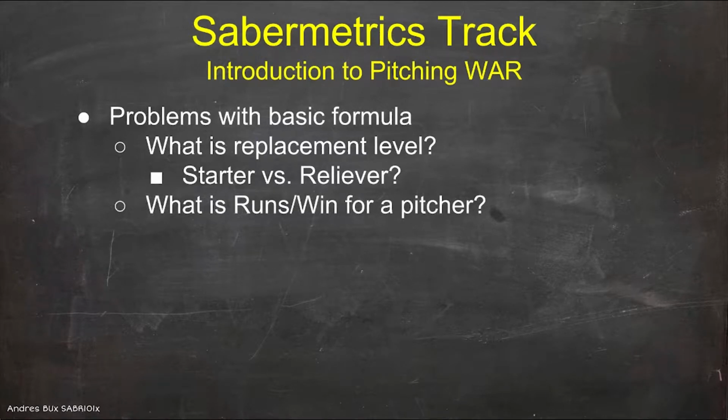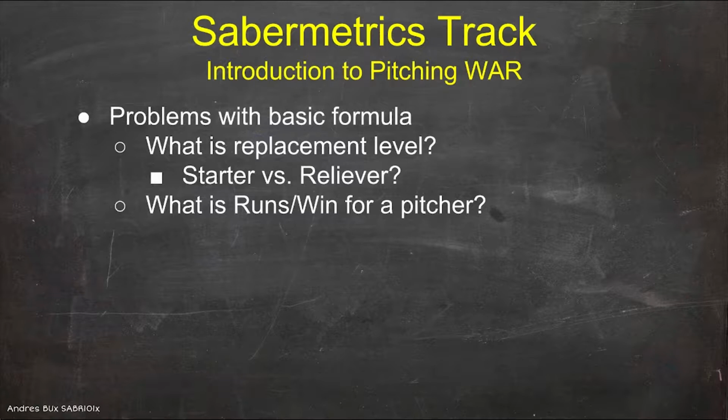The other concept is runs per win for a pitcher. Now we have a pretty standard rule of thumb about runs per win in baseball. We say, oh, it's about 10. But the key thing here is that the pitcher themselves controls the run scoring environment. And when you change the run scoring environment, you change the runs per win.